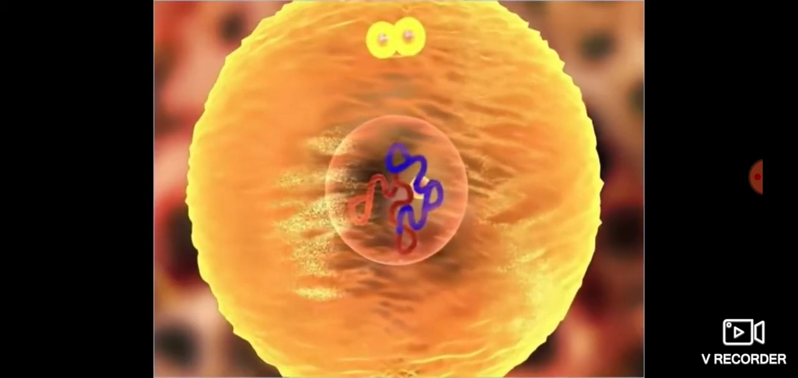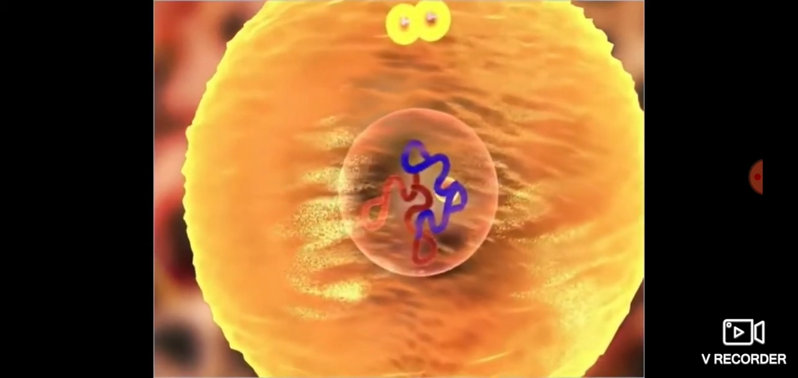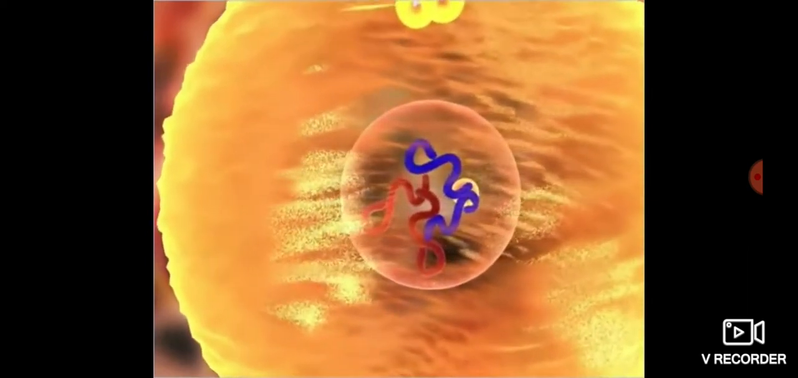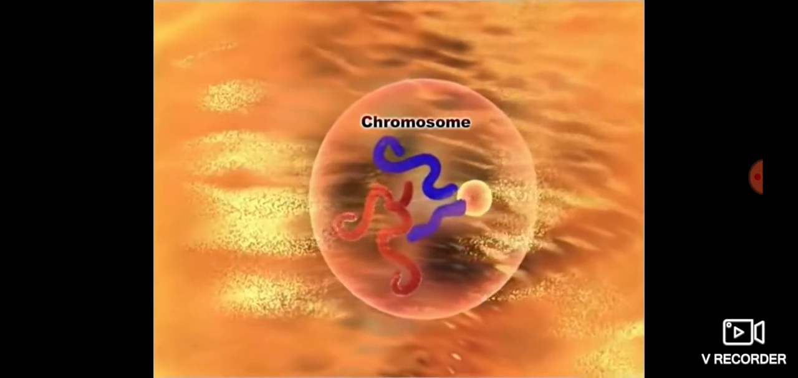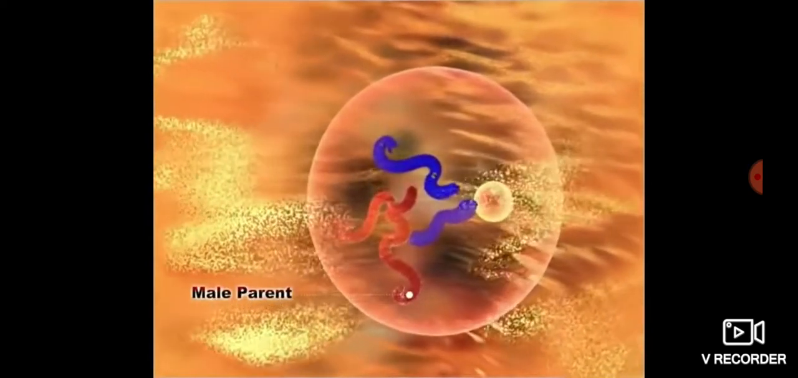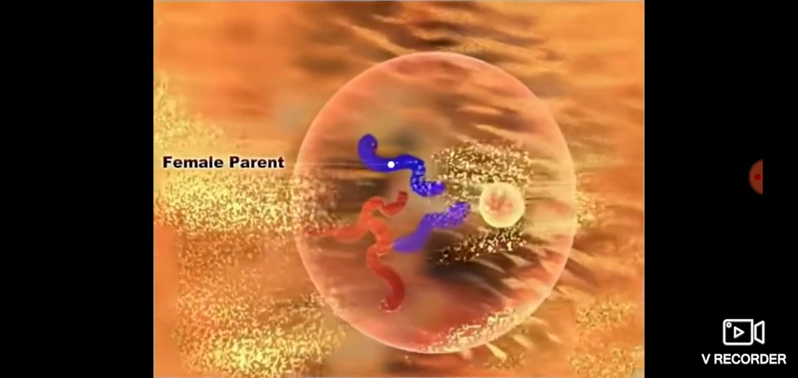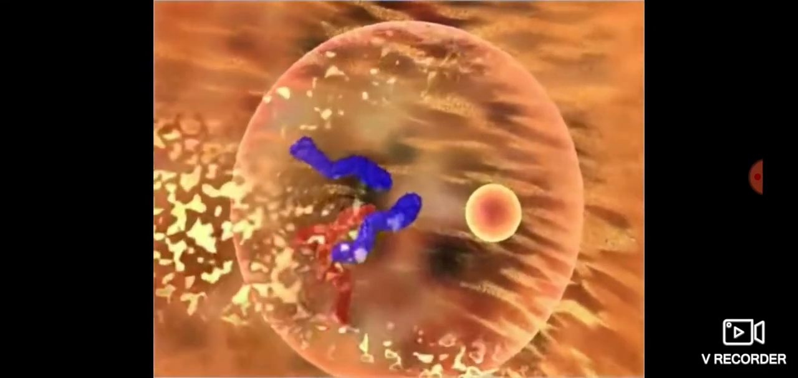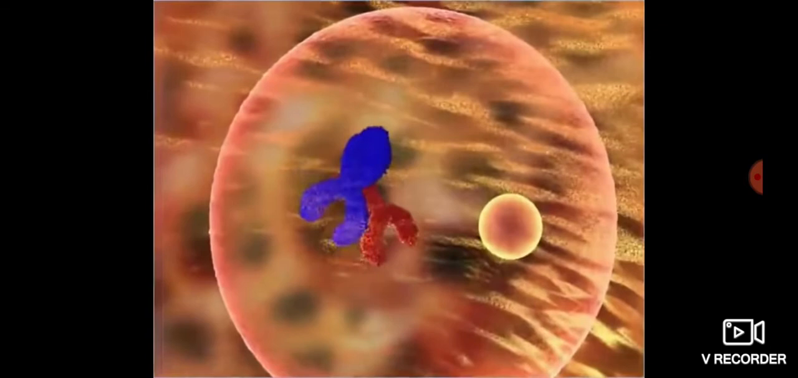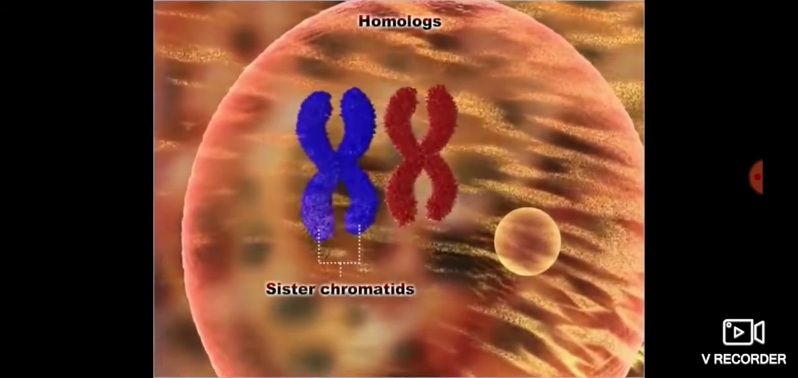Let's know about the homologs before studying the phases of prophase 1. Each diploid cell has two copies of chromosome, one inherited from the male parent and the other from the female parent. These two copies, coming from different parents, are similar to each other and are called homologs.